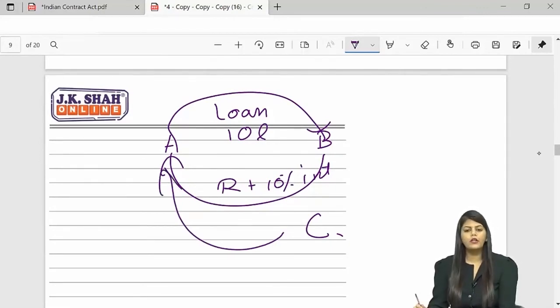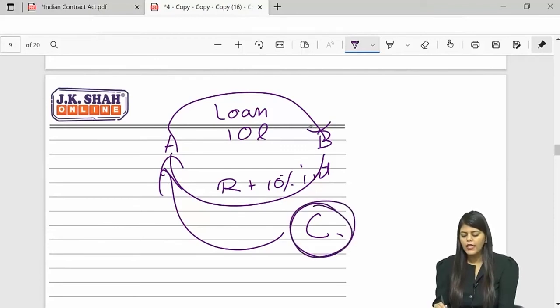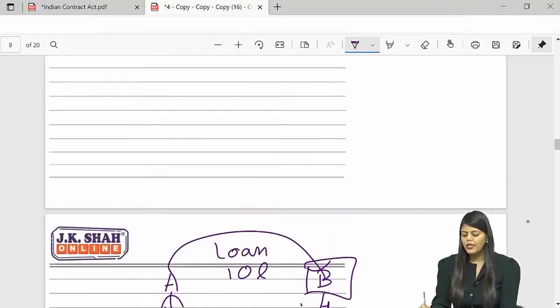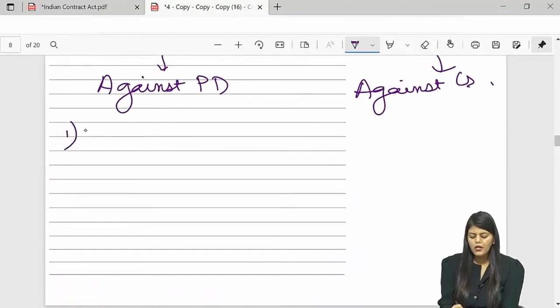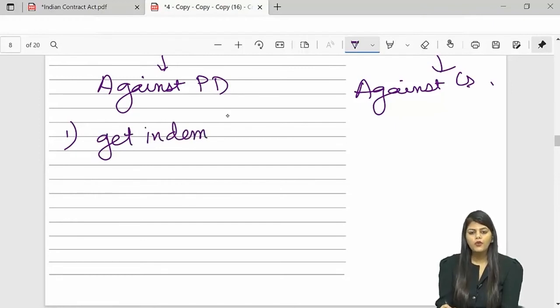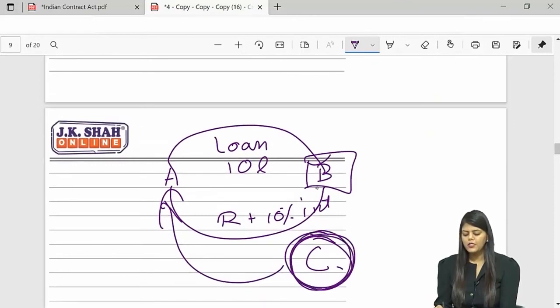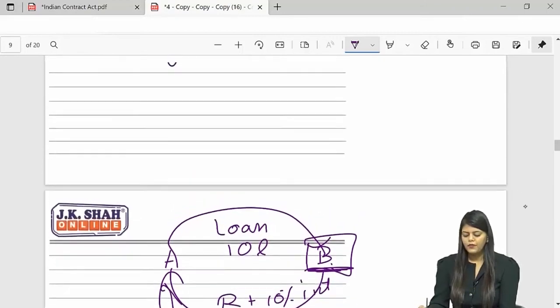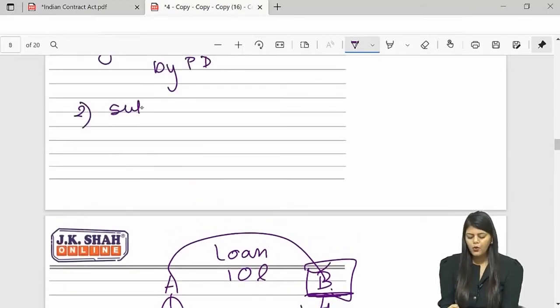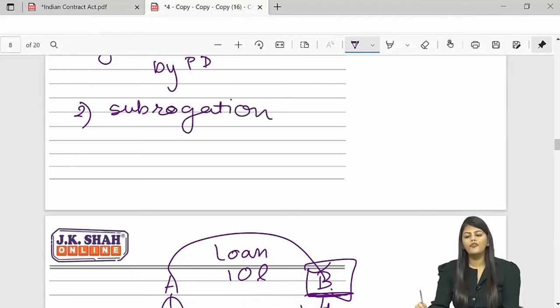Now in this particular case, bacha, what are C's rights against B? First one, even if I don't tell you, you should be remembering this. Bacha, surety has a right to get indemnified. I told you, section 145. So surety has a right to get indemnified by the principal debtor. So if this surety incurs any expenses because of the PD, B will have to compensate him. Second one, he has a right of subrogation.